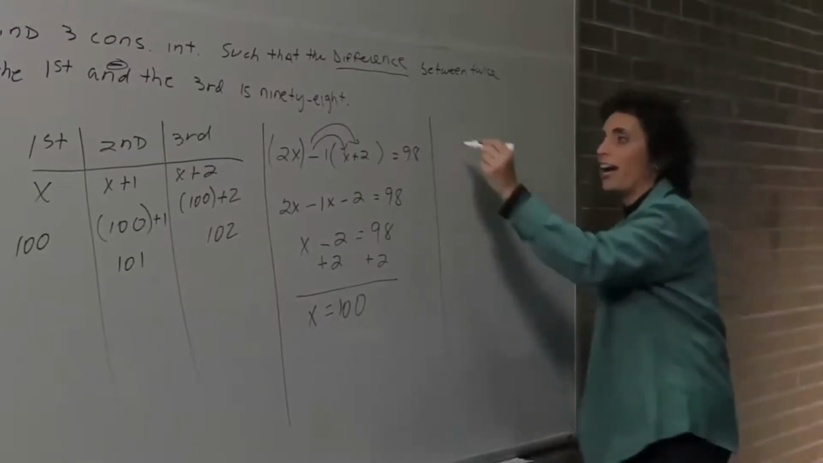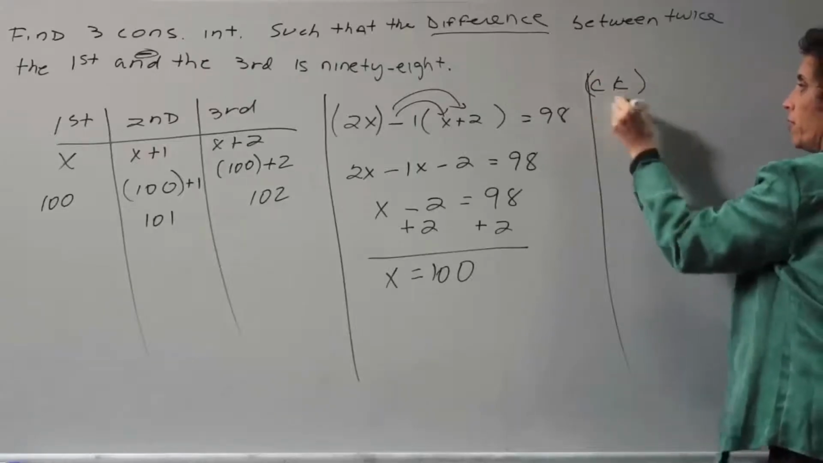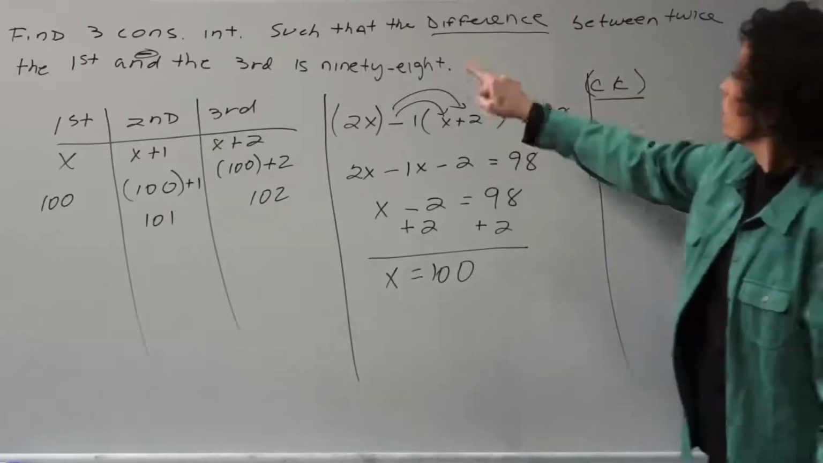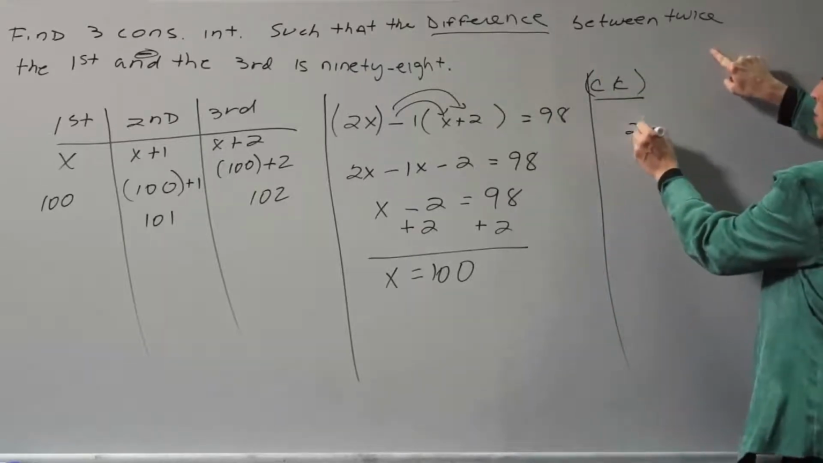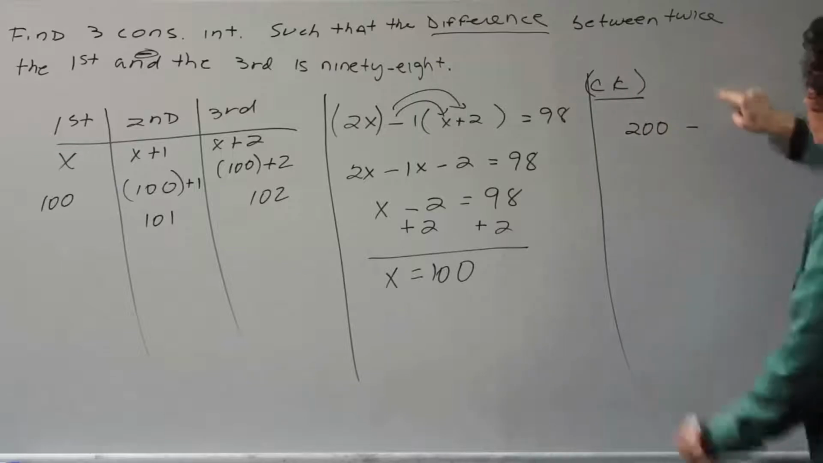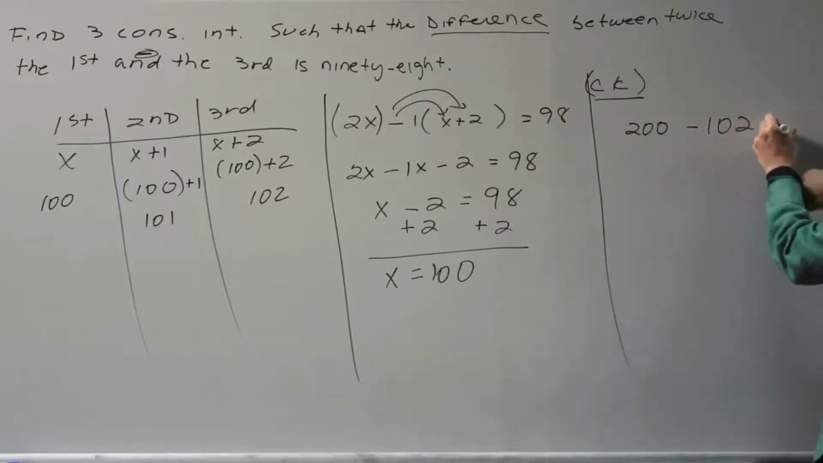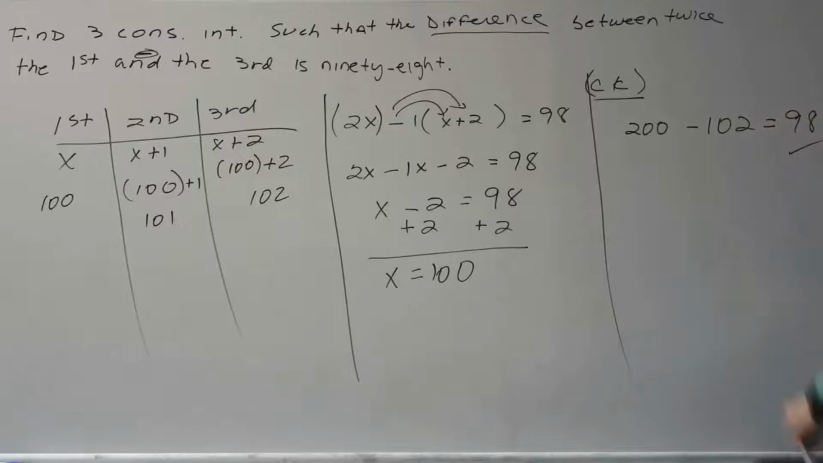Let's check the check. Here we go. The difference between twice the first, well, twice the first is 200, and the third, which is 102, that's supposed to be 98. And it is. Twice the first minus the third is 98. There you go. All checks out.